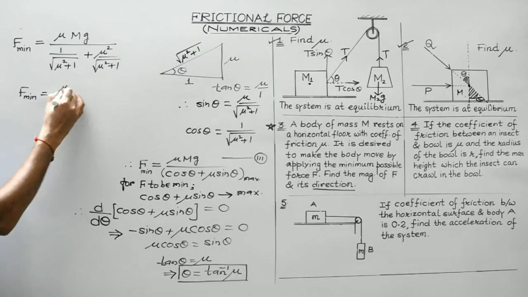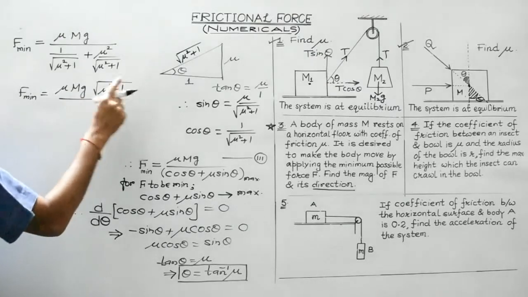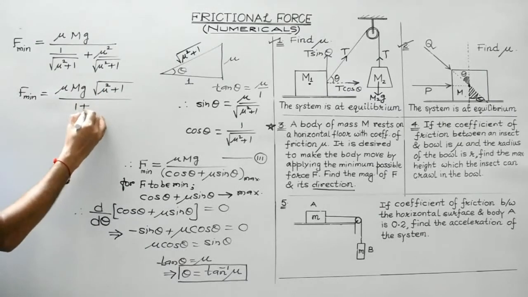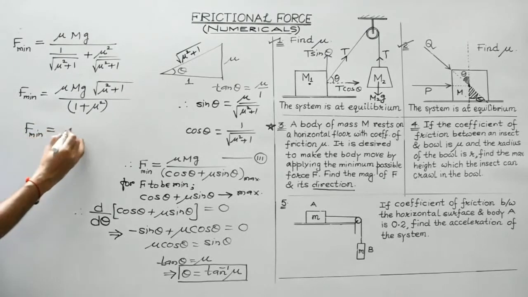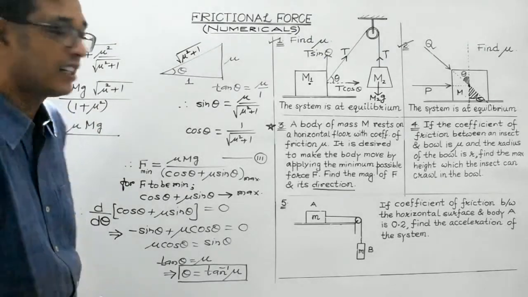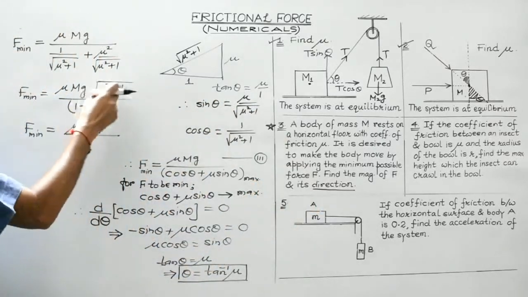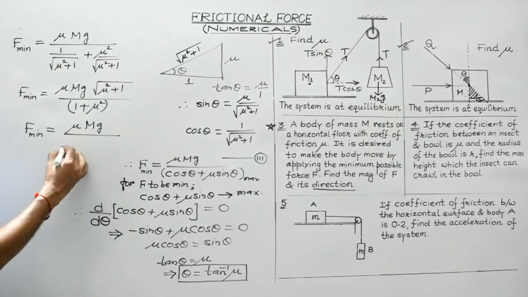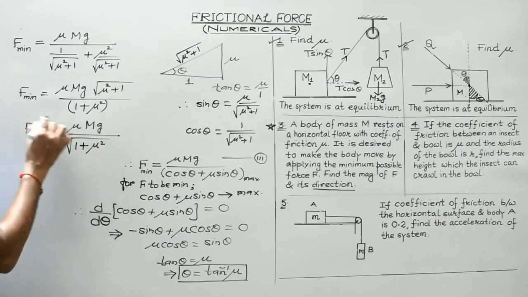It will be equal to mu mg. So it will be square root of mu square plus 1 divided by, if you take mu square plus 1 as LCM over here, we will be left with 1 plus mu square. So it can be further arranged in this manner: mu mg divided by 1 plus mu square. It can be written as square root of mu square plus 1 multiplied by square root of mu square plus 1. So the square root of mu square plus 1 terms get cancelled out. So we are left with mu mg divided by square root of 1 plus mu square.